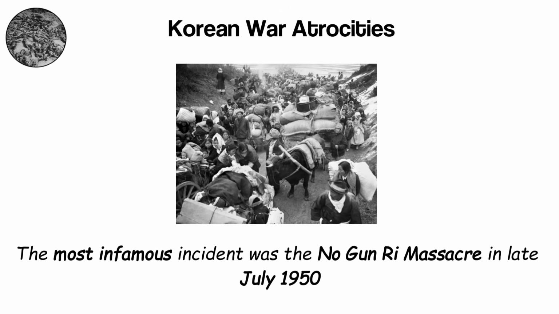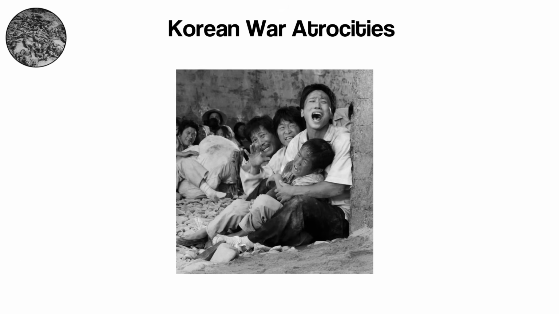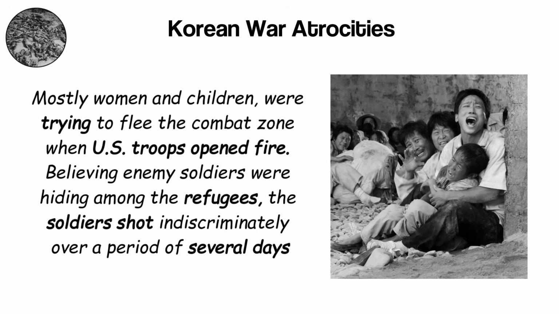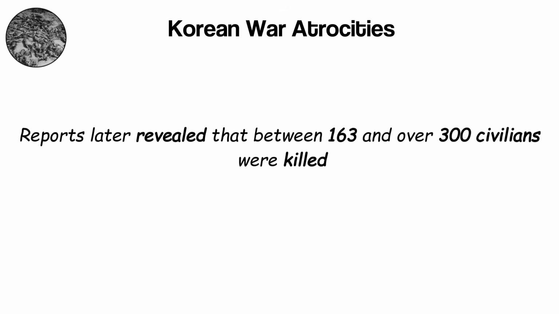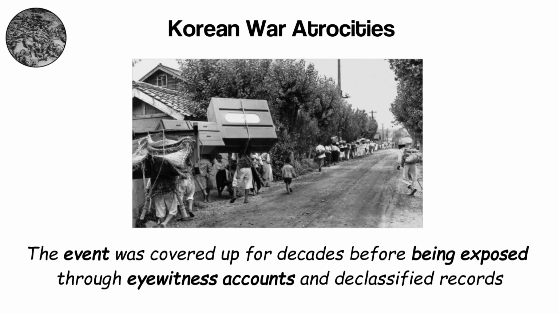The most infamous incident was the No Gun Ri Massacre in late 1950. Hundreds of South Korean refugees, mostly women and children, were trying to flee the combat zone when US troops opened fire. Believing enemy soldiers were hiding among the refugees, the soldiers shot indiscriminately over a period of several days. Reports later revealed that between 163 and over 300 civilians were killed. The event was covered up for decades before being exposed through eyewitness accounts and declassified records.